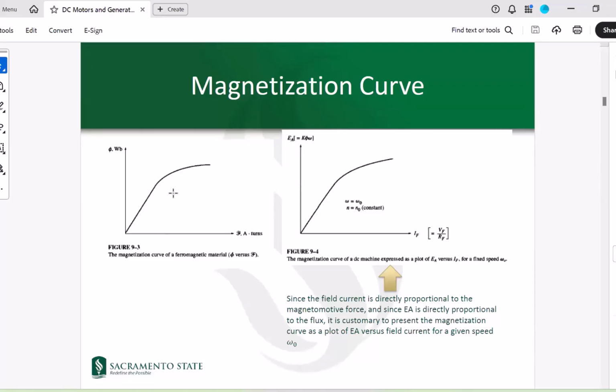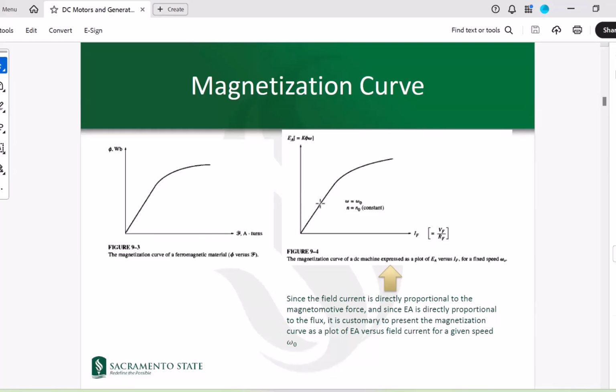We can translate this phi versus F to an E versus IF, basically equivalent. That has the same shape. So we know that E is K phi omega, right? So if you can keep the omega at a constant level, if you assume that omega doesn't change, the same relationship with a different scaling, obviously, the same basically pattern would exist between E versus IF, because IF is also equal to your F divided by the number of turns in the coil, right?